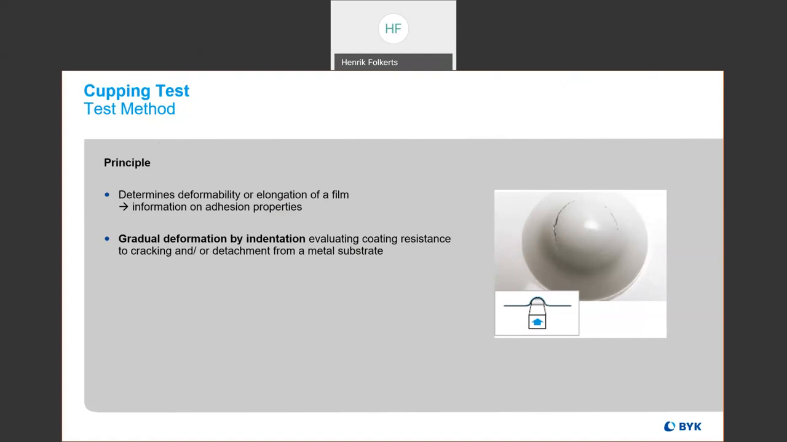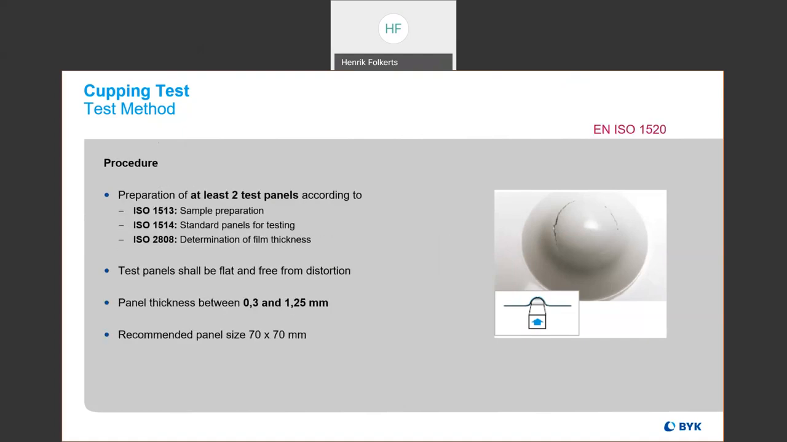Let's have a look at the test method. The ISO 1520 is defined. At least two test panels should be measured. The sample preparation method, the standard panels for testing, and the film thickness should be agreed upon with your customer or supplier and recorded on the test report. The panel shall be flat and free from distortion. The panel thickness should be between 0.3 and 1.25 millimeters and should have a recommended size of 70 millimeters in length and width.